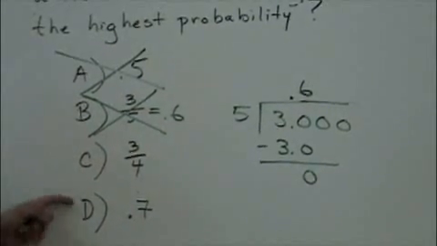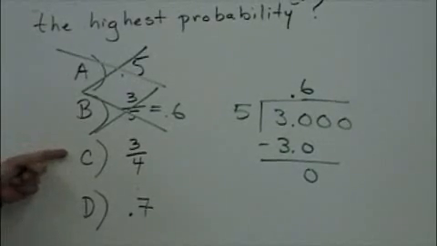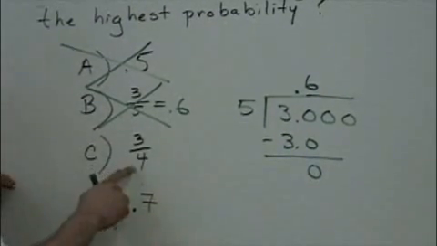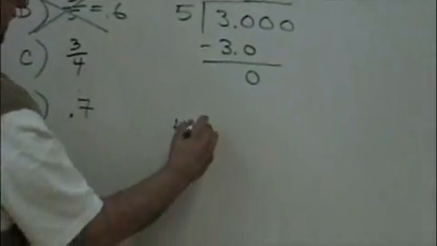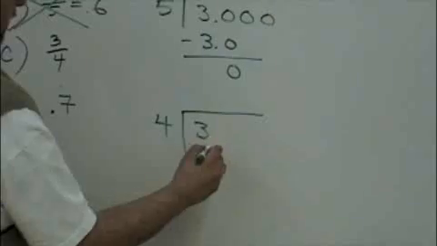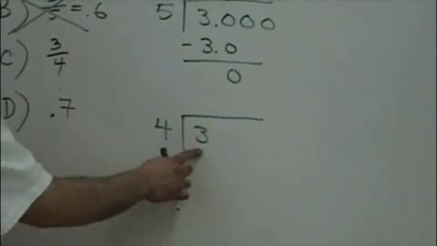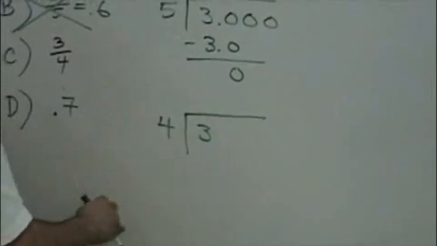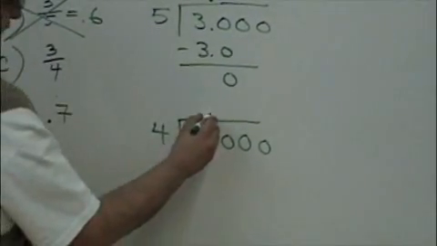Now the choice is down between C and D. So now let me figure out if C, 3/4, is bigger than 0.7. So we'll do the division one more time. Here I'm going to divide 3 by the number 4. So in division symbols, that would be 3 divided by 4. And again, 4 does not go into 3, just like 5 did not go into 3. So we fix that by adding a decimal and as many zeros as we need to. I'll line up my decimal.